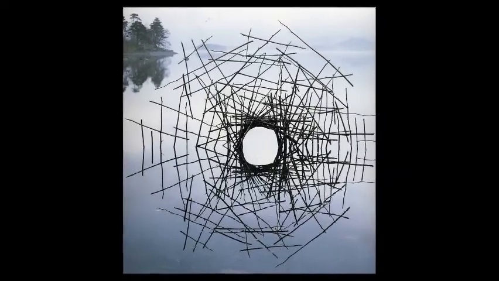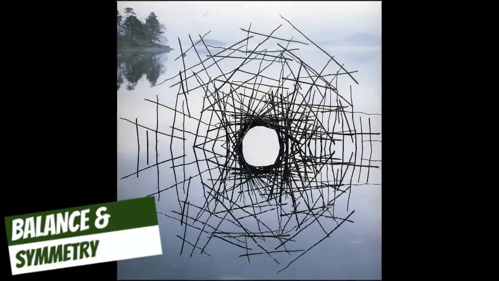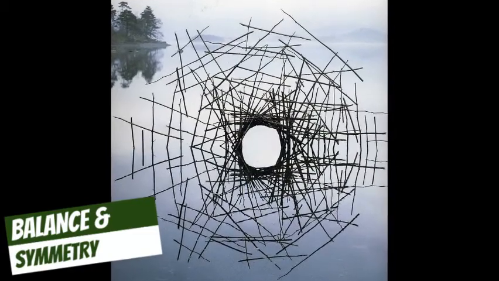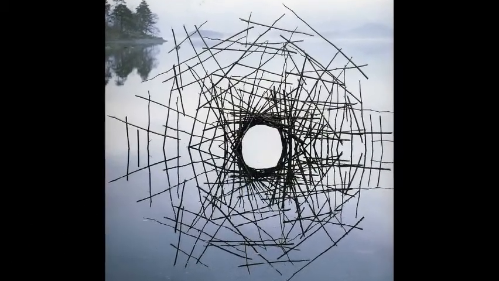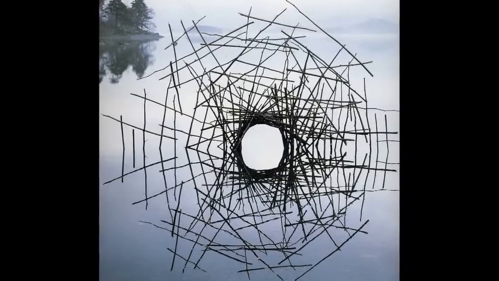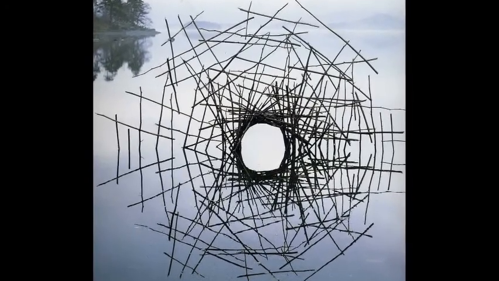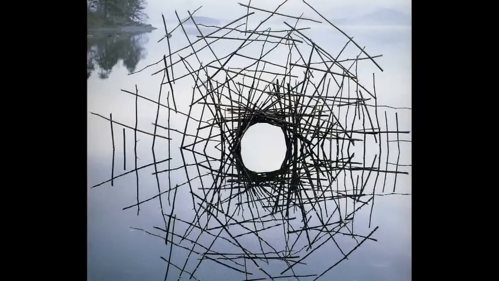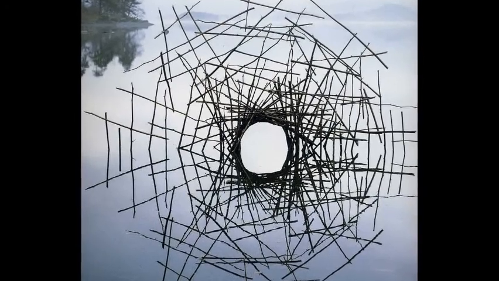Andy Goldsworthy's artwork focused heavily on balance and symmetry. Symmetry is where both sides of an object look identical. If we were to draw a line straight across this work, it would look the same on each side. He achieved that by using sticks and the reflection in the water.